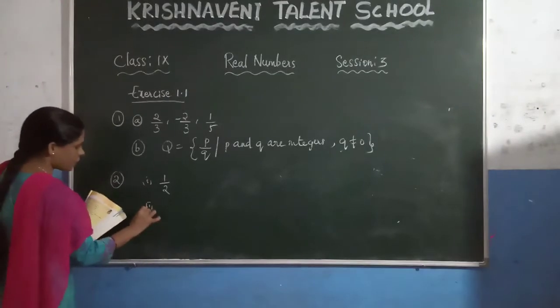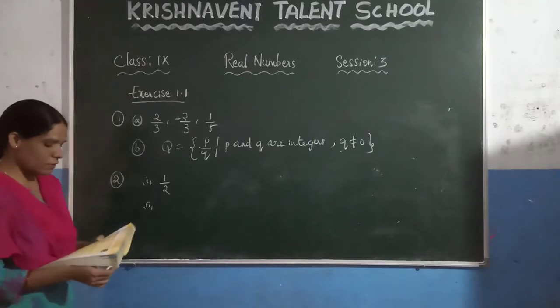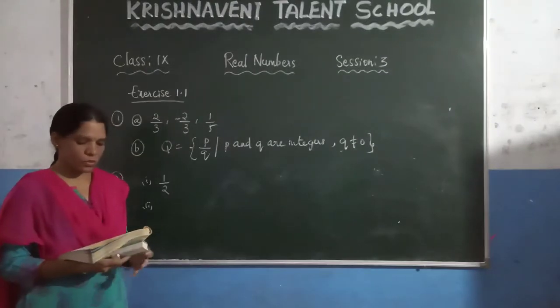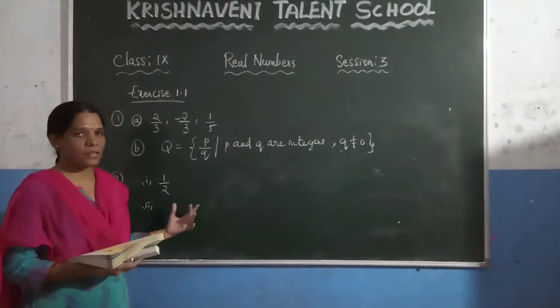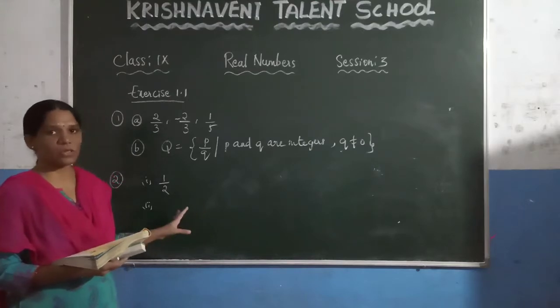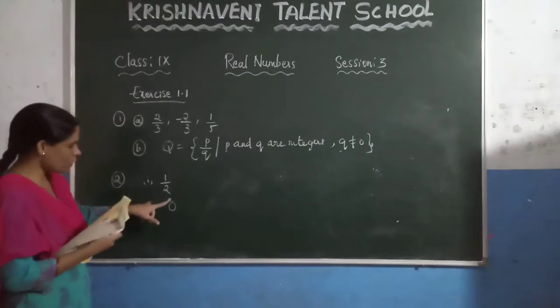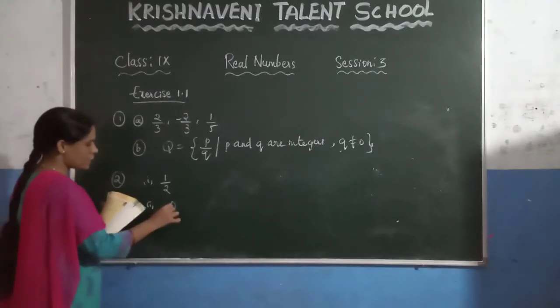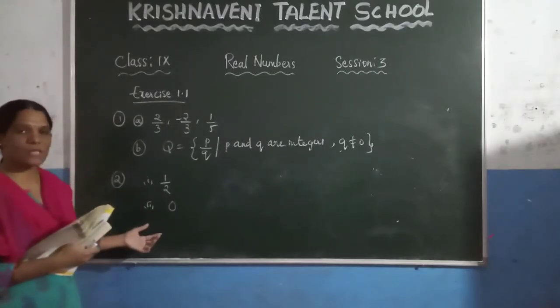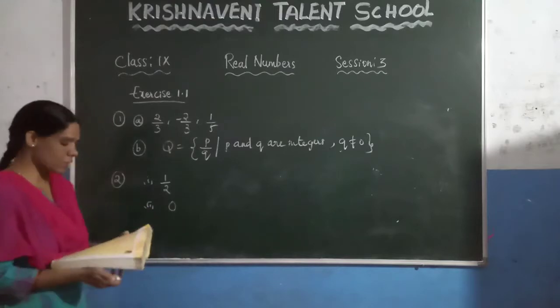Now see the second one. A whole number which is not a natural number. You have to write a whole number and that should not be a natural number. You know what that number is? 0. You know that 0 is a whole number, but 0 is not a natural number because the natural numbers start from 1.